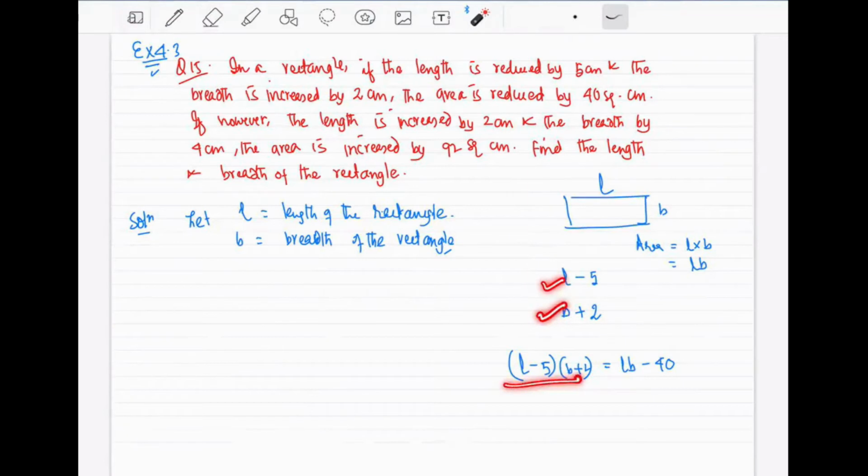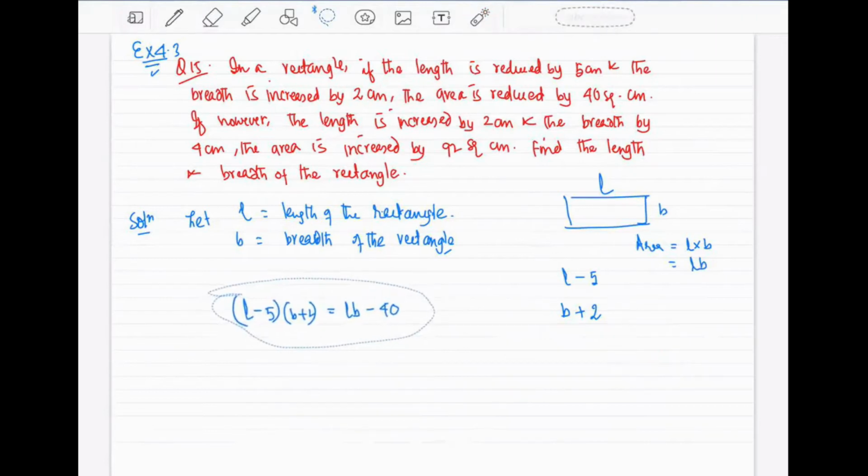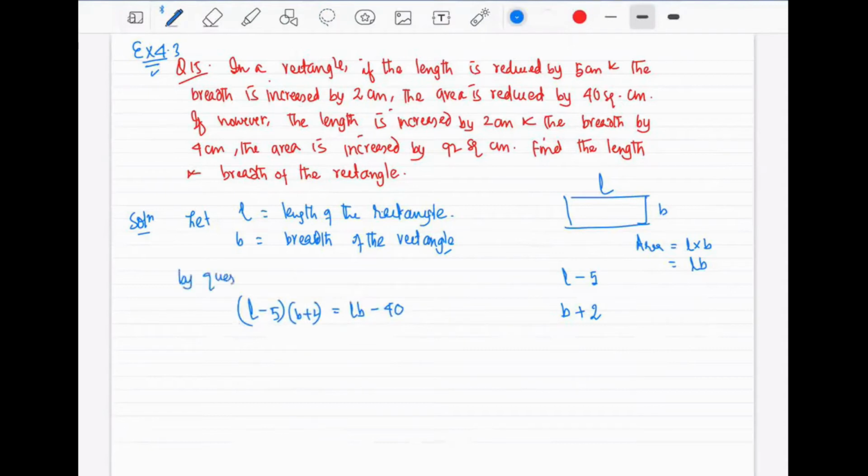How is the new area compared to the previous one? The new area is 40 square centimeter less. That's why I'm putting a minus sign. So that's the first condition as given by the question. Okay, so I'm just writing here, by question. Also, we need two more conditions.